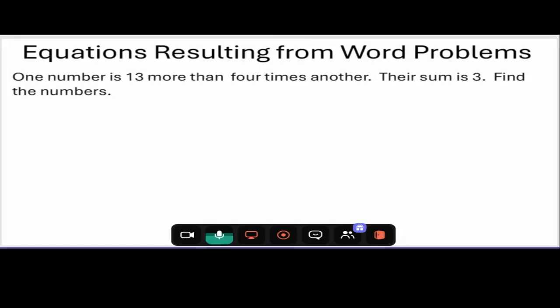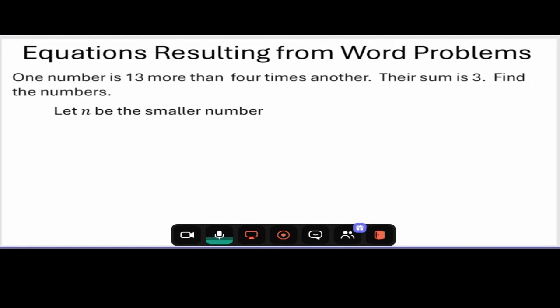One number is 13 more than 4 times another. Their sum is 3. So once again, we got two numbers, the good old two-number questions. So let n be, sometimes I say the smaller number, or if I'm not sure which one's going to be smaller or bigger, sometimes I just say let n be the first number and then figure out what the other number is.